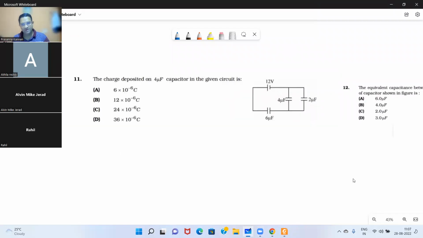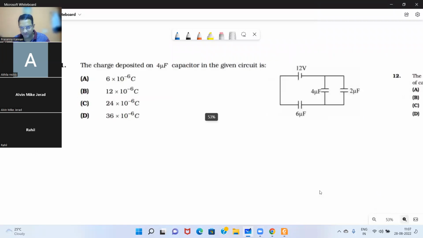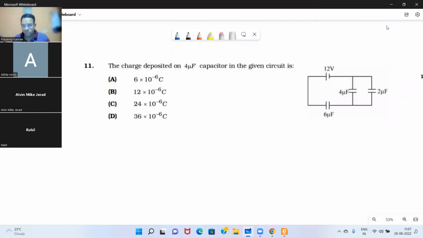Today we will be continuing with our discussion on capacitors. We'll be taking a few questions and discussing them today. Last class we had seen the basics on capacitors, and a few derivations. We'd also seen grouping of capacitors, so today we will be extending our discussion with a few more questions. So let's look at question number 11.